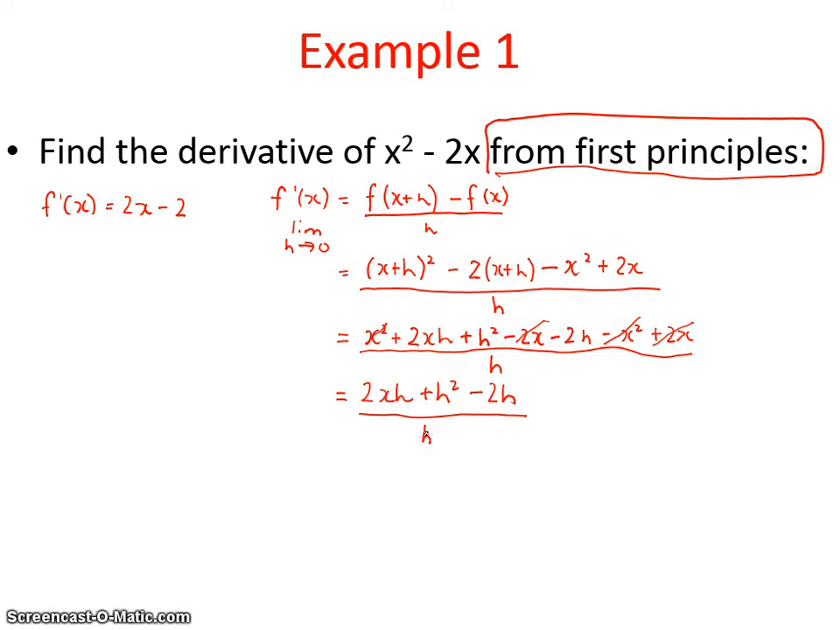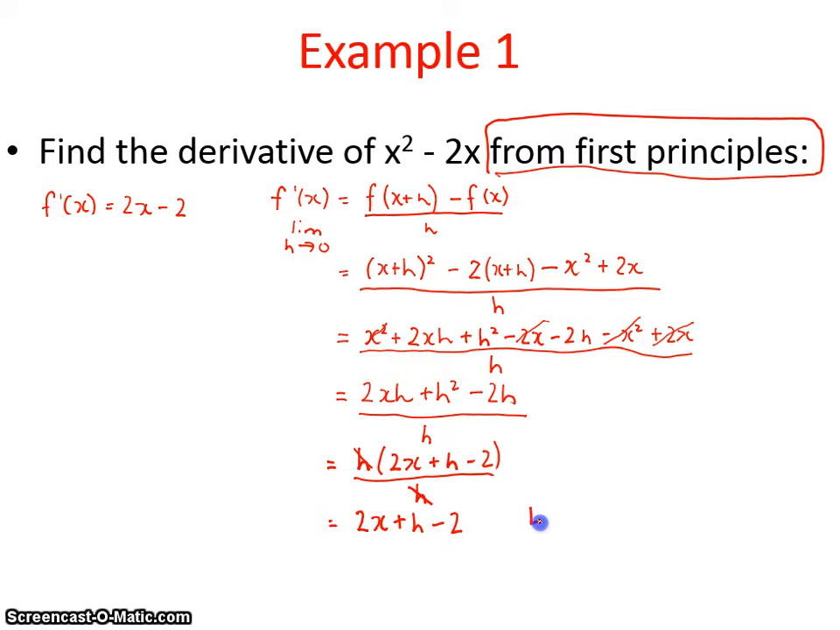Now, we know that I can't yet let h equal 0. If I did, this denominator would become 0 and the whole equation would become undefined. So what I need to do is simplify again. I have to take h out as a common factor in the numerator so that I'm left with 2x plus h minus 2, the whole thing over h. And this means that I can cancel my h's out. And that means that I'm finally left with 2x plus h minus 2.